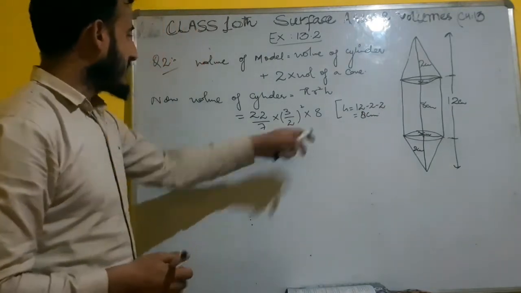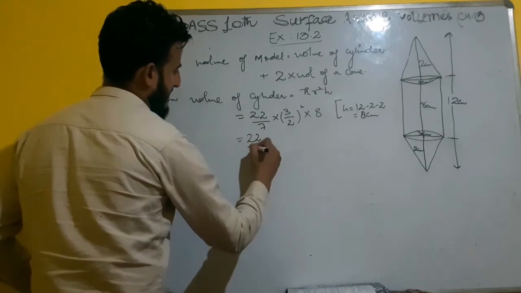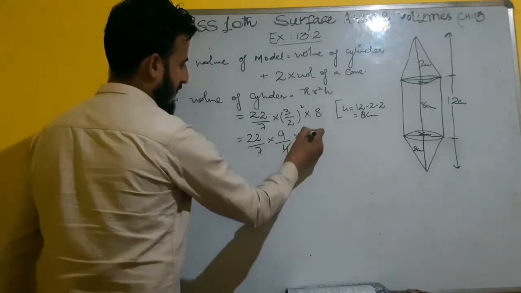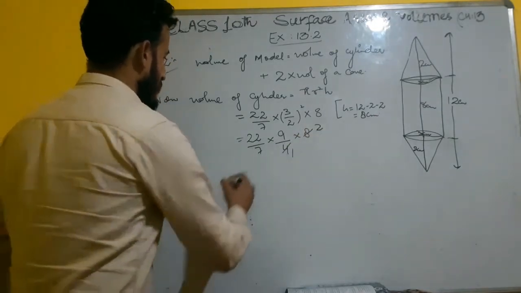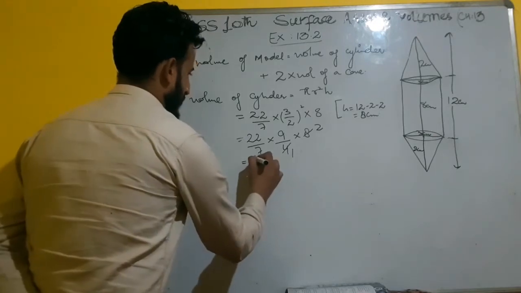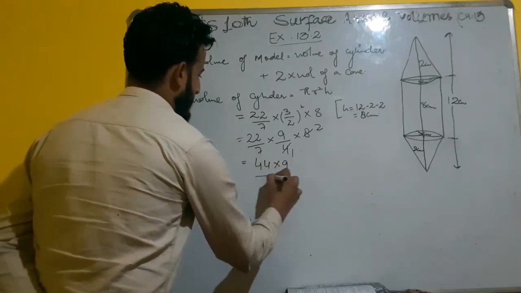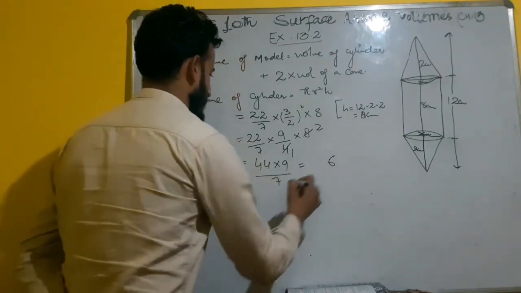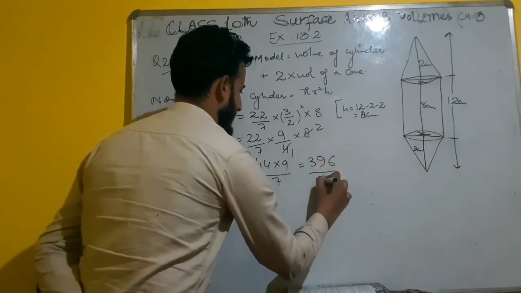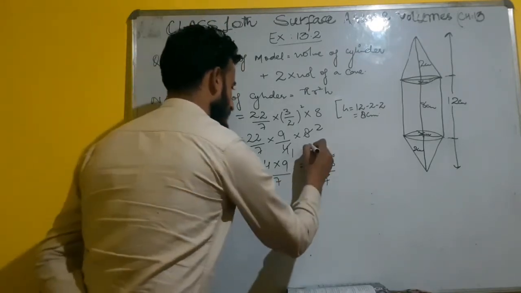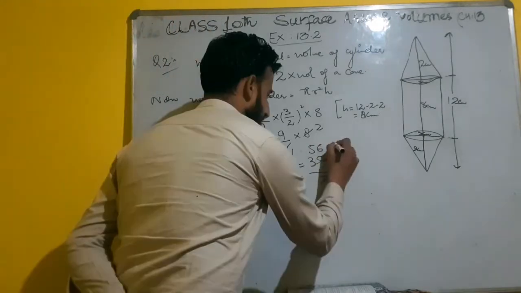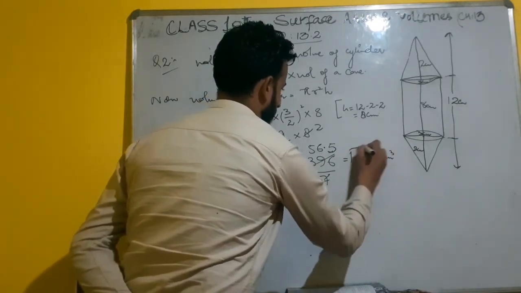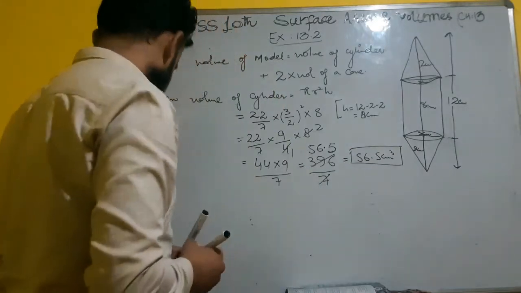Okay, so we can write this as 22/7 into 9/4 into 8. 4 1s are 4, 4 2s are 8, right? So we are left with 44 into 9 divided by 7, that is 396/7. 7 5s are 35. So 56.5 centimeter cube is the volume of the cylinder.